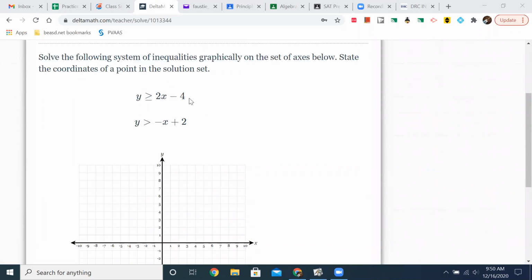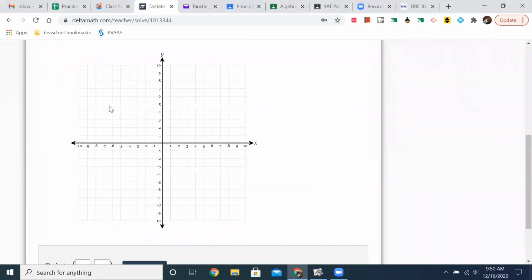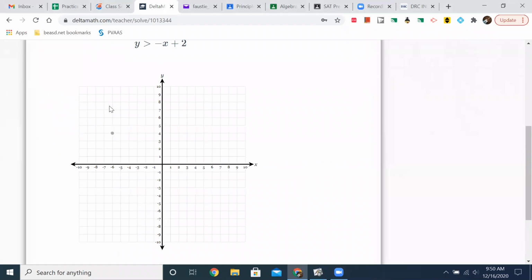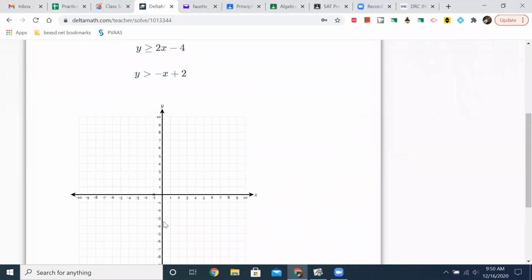So if I start, say, with this first line here, y is greater than or equal to 2x minus 4, I'm going to graph it like I always would because it's in y equals mx plus b. So I'm going to have a point at negative 4 on the y-axis. It's a slope of 2, so that'd be 2 over 1, up 2, right 1. That line looks positive. My slope is a positive 2. So that line looks good to me.